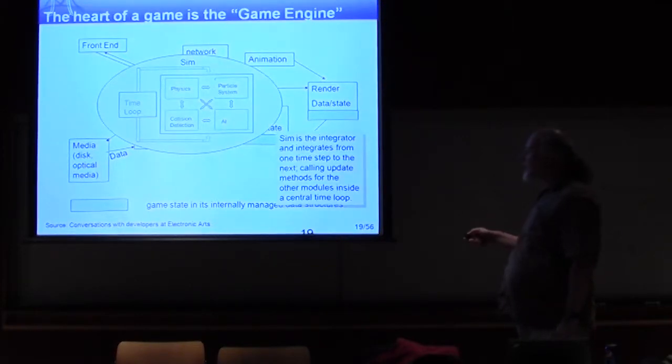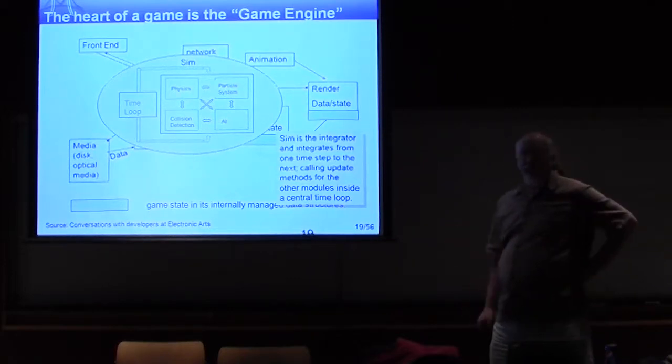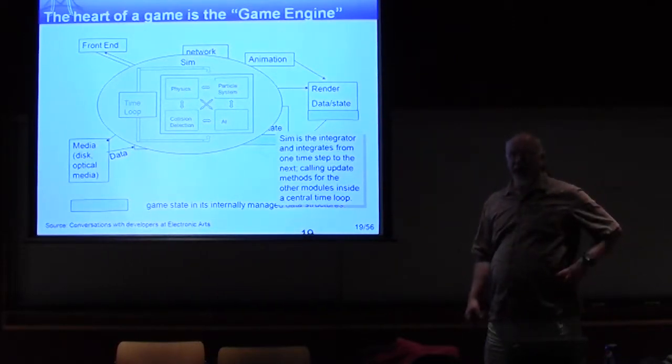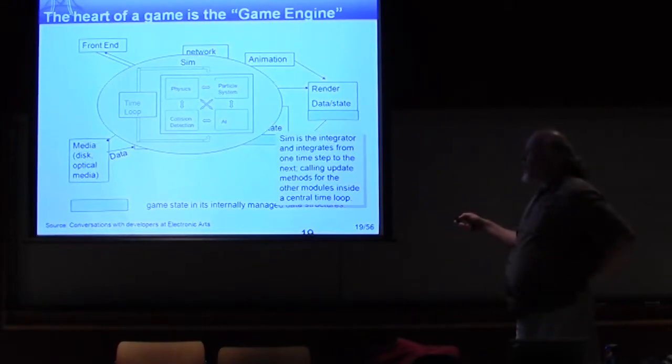And then here's the core of this. This is what has to really run fast, and this is what produces the character game. In there, as in our simple game, we have a little bit of physics, some collision detection, some AI, and some particle systems.